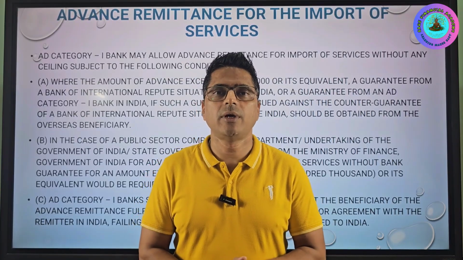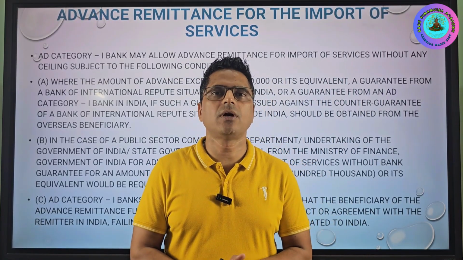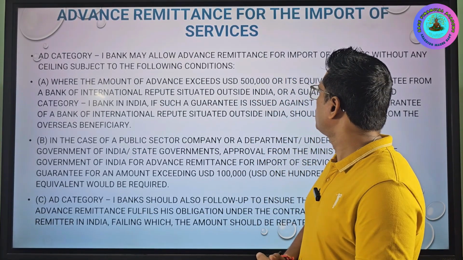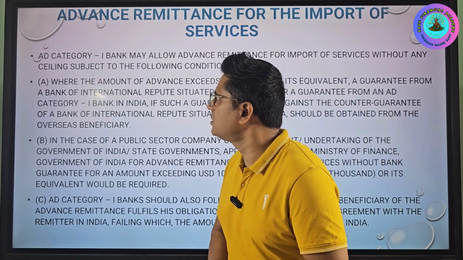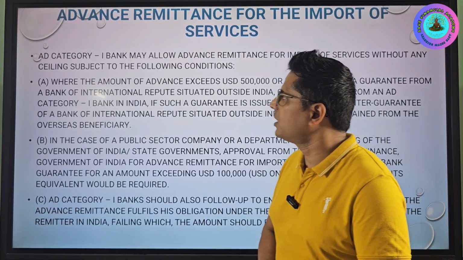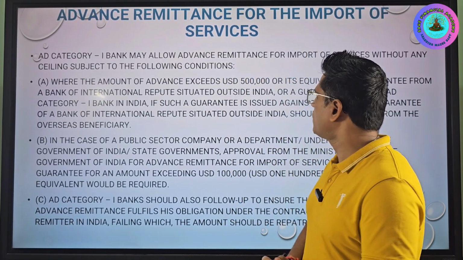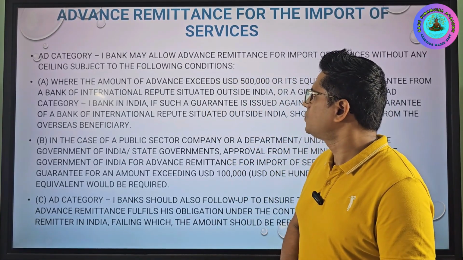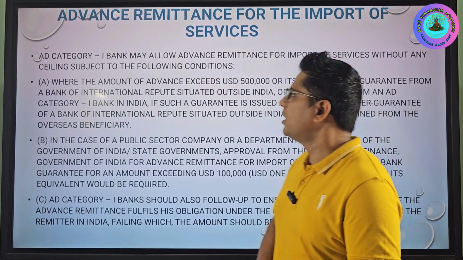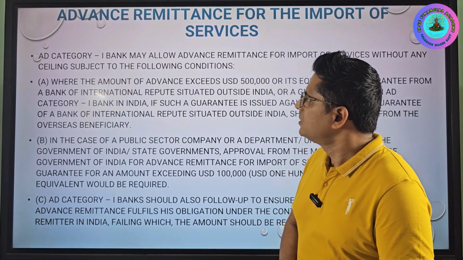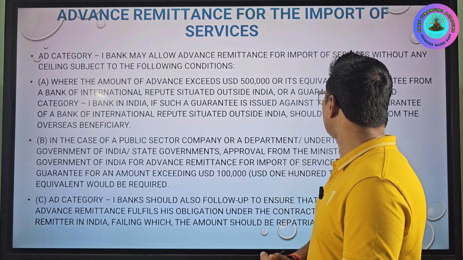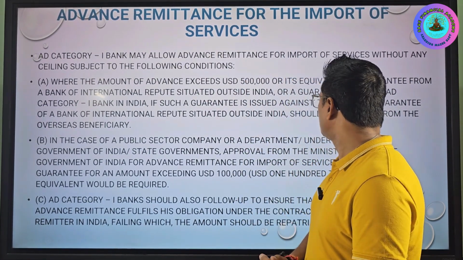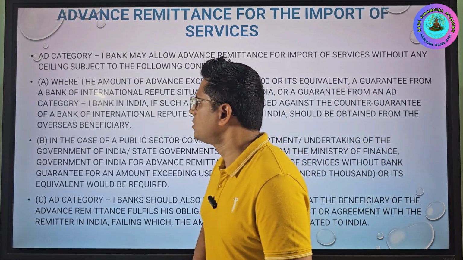What kind of direction has RBI given for advance payment against import of services? So let's read. First, AD Category 1 bank may allow advance remittance for import of services without any ceiling, subject to the following condition. What is the condition? Where the amount of advance exceeds $5 lakh or its equivalent, a guarantee from a bank of international repute situated outside India, or a guarantee from an AD Category 1 bank in India, if such a guarantee is issued against the counter guarantee of a bank of international repute situated outside India, should be obtained from the overseas beneficiary.